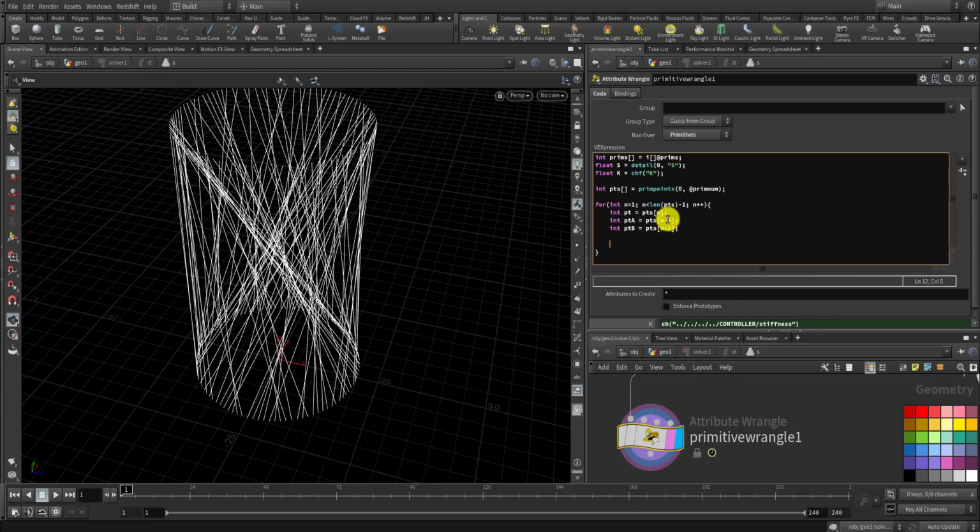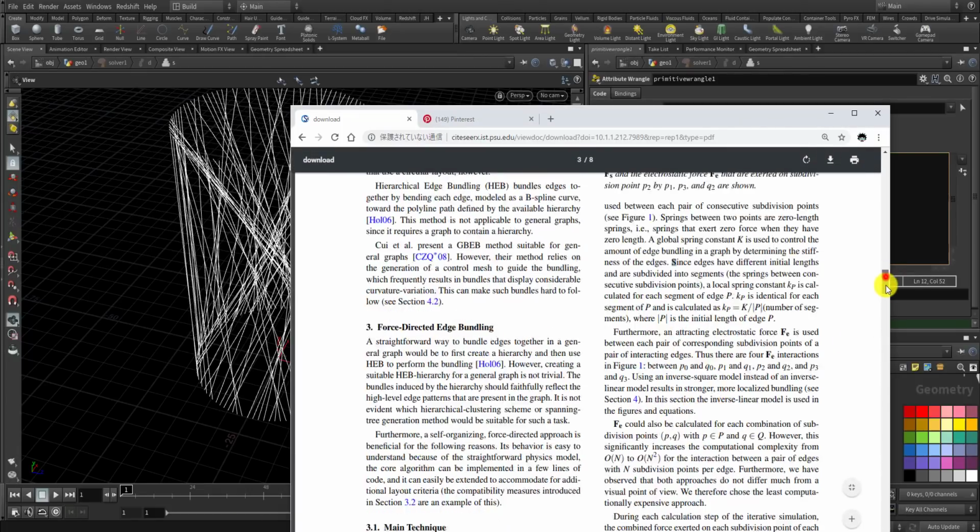Now let's get the forces. Let's create a forces. Now the first force is to let the point here be pulled to a PTA to keep the shape of the original line. So I'm gonna name this F1, force 1, and pos A minus pos, and multiply it by k divided by distance, multiply by length of PTS, which this formula is explained in the paper right here.